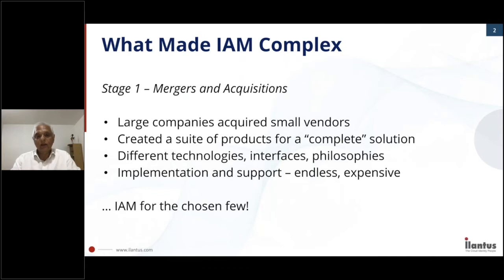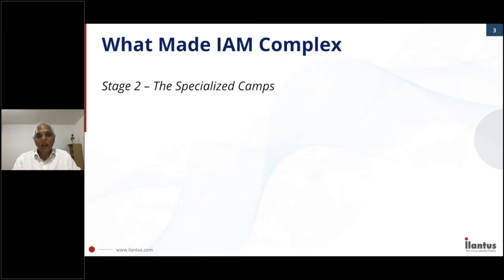As we know, this led to identity and access being a technology for the chosen few. It's interesting that in our domain, as late as 2010 and 2012, identity and access was a product only for the chosen few. That was the first stage. And then came stage two.